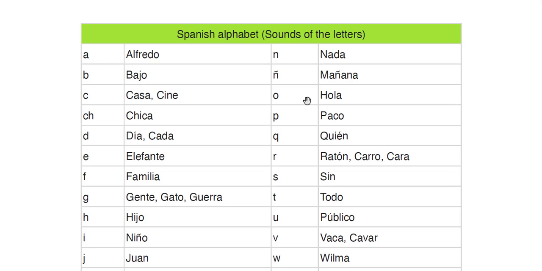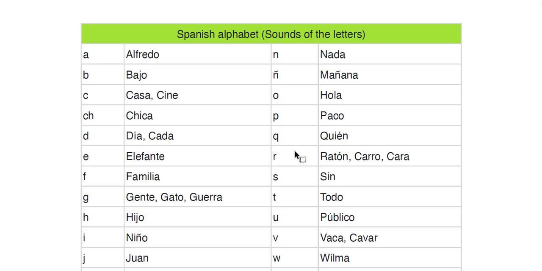Letter O, hola. P, Paco. So the P makes the English P sound, but it pops a little bit more. Letter Q, quién. The Q makes the K sound. So if we have a QU combination, then the U is silent. So quién.